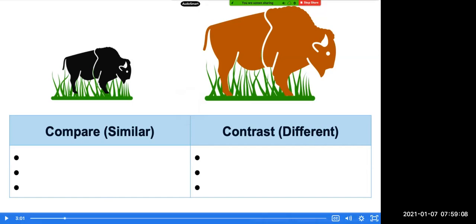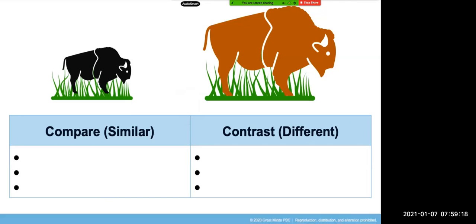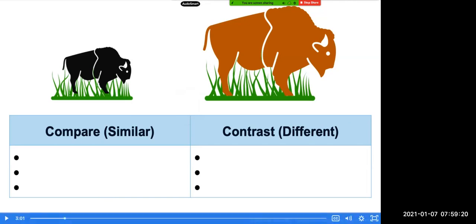So some of the things that I see are the same is they're both a buffalo. Both pictures have a buffalo. Both pictures have grass. What else do you guys see? Okay, let's see what Miss Sabella says.